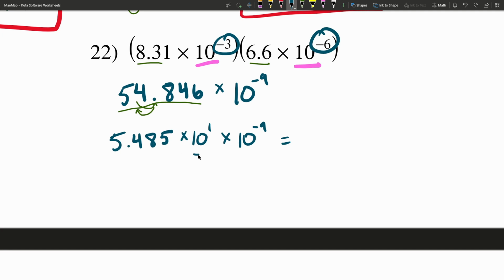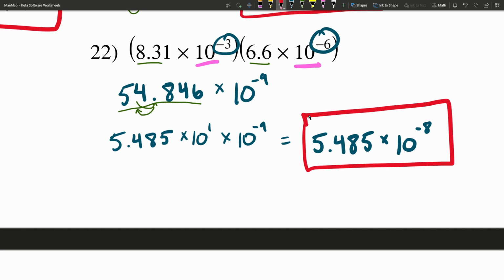Finishing this out, I'll combine my bases of 10, adding those exponents. So I'll get 5.485 times 10 to the 1 plus negative 9 is a negative 8. And that's my final solution on this worksheet.